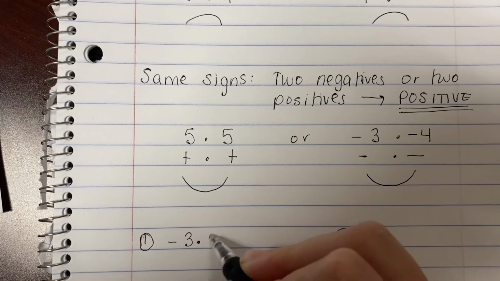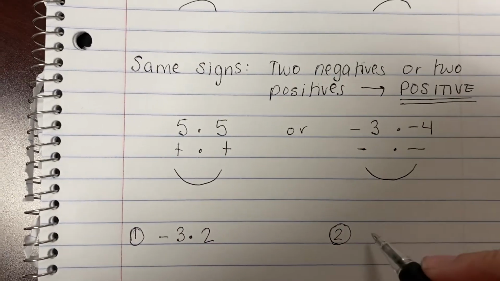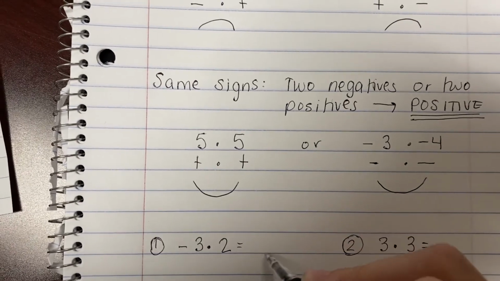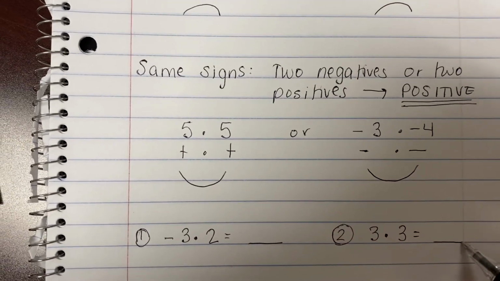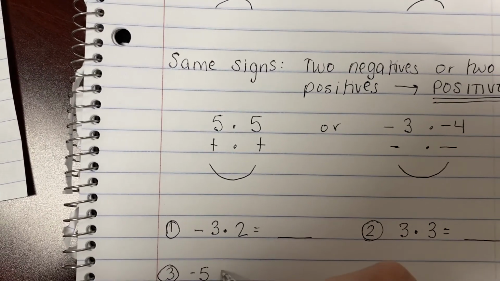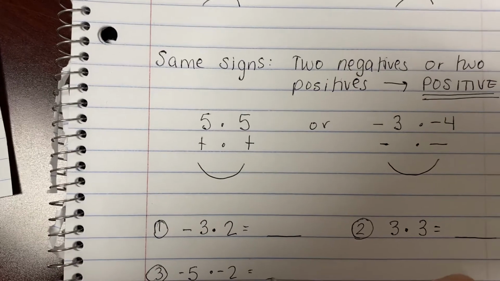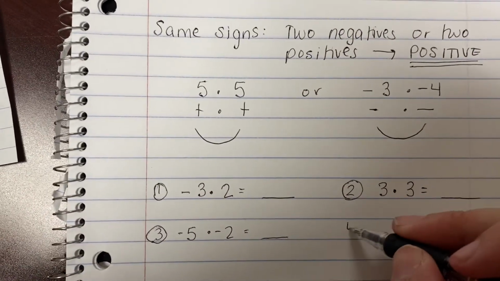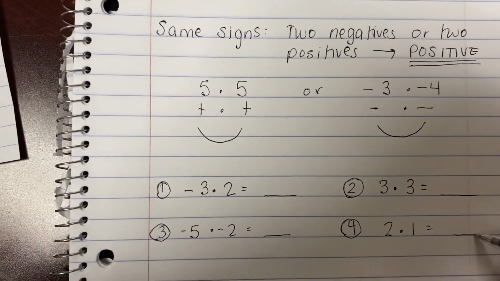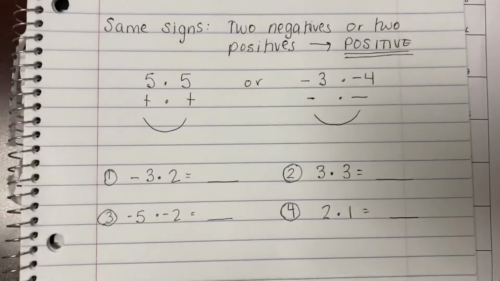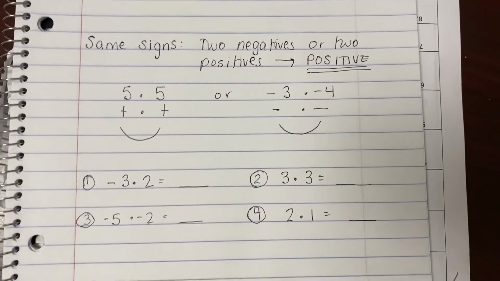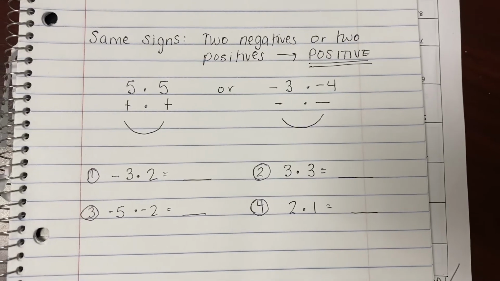Negative 3 times 2 and 3 times 3. And see what you get for your answer. Okay, and to do 3, you're going to do 5, negative 5 times a negative 2. And 2 times 1. And see what you get. Okay, so make sure you have all these notes, you have those examples down. Then we will start the live lesson.